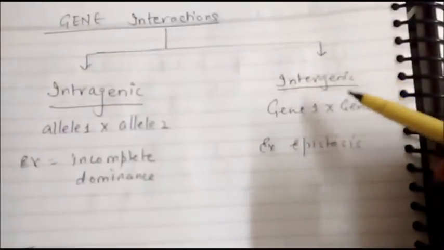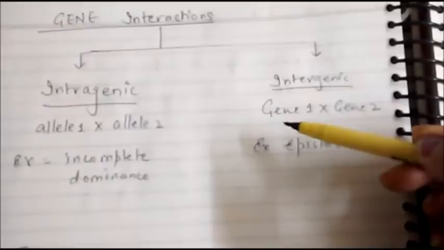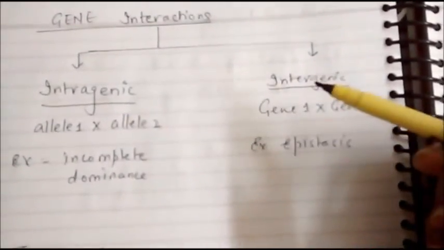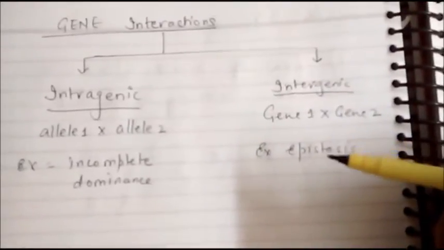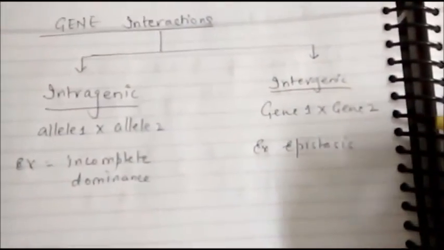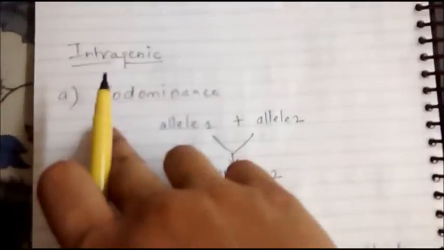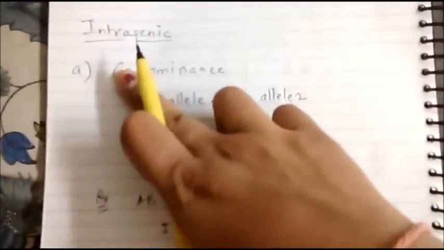Whereas intergenic interaction means, let's say we have two genes, gene 1 and gene 2. When the interactions take place between these genes, then we call it intergenic gene interaction. And the example of it is epistasis. Let's study in detail about intragenic gene interaction.